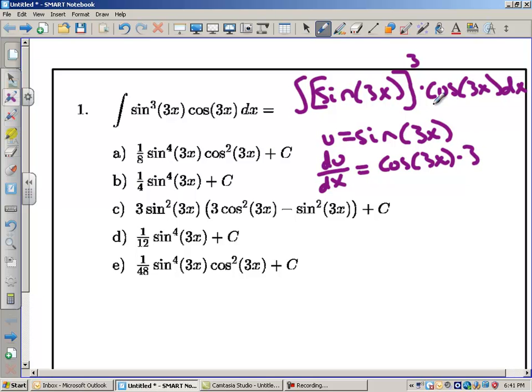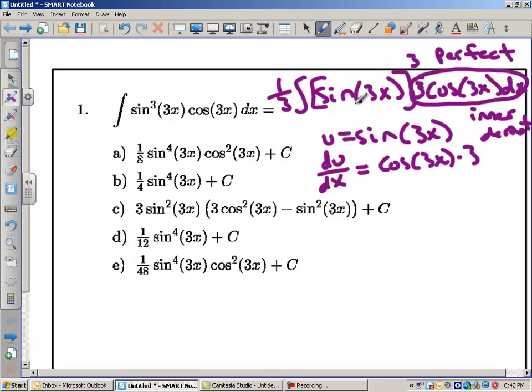Now that's not exactly what I have here. I do not have the times 3. Now I'm going to embrace the shortcut, which we talked about yesterday, which means I'm going to put a times 3 in this problem. I'll put it right here, but then I'll divide by 3 out here. So I have created what I'm going to call a perfect inner derivative. Perfect inner derivative. So now I can apply my power rule. And that means this is my u, and I've got the perfect inner derivative there.